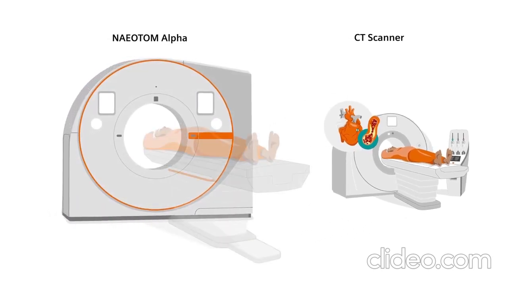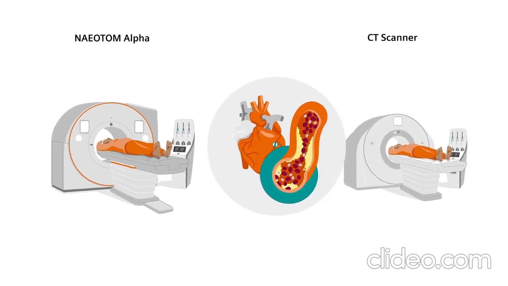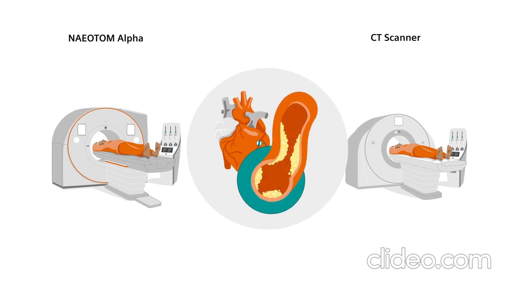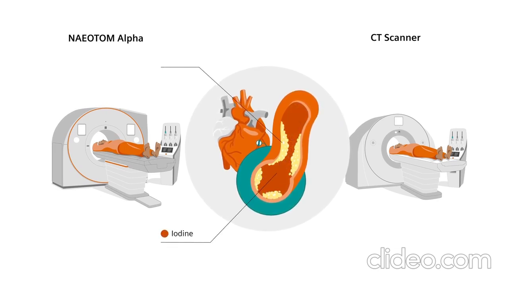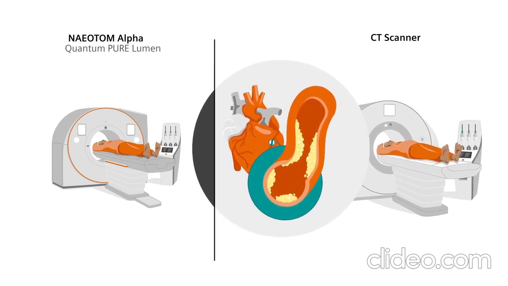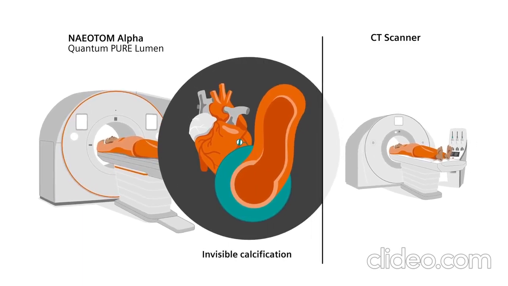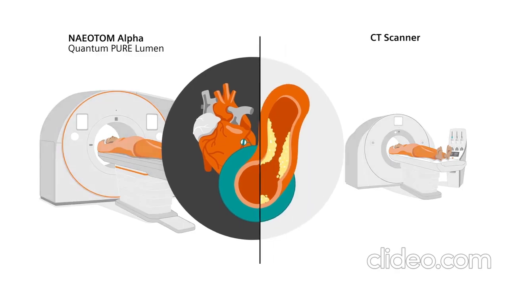With Neotome Alpha, the world's first photon-counting CT, radiology departments routinely produce coronary CTA images at high spatial resolution that contain the full spectral information, independent of heart rate and arrhythmia. This enables a system to perform what is called a material decomposition, splitting the image into its iodine component and its calcium component. With this information, a feature called Quantum Pure Lumen is able to virtually remove all calcium from the image, leaving the lumen enhanced by the iodine contrast untouched.